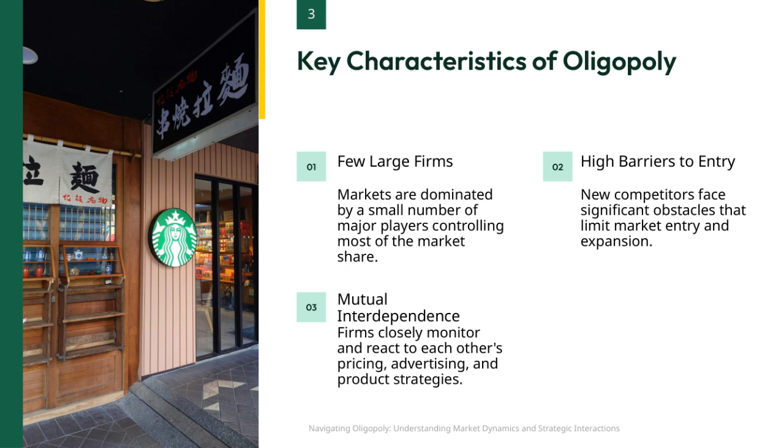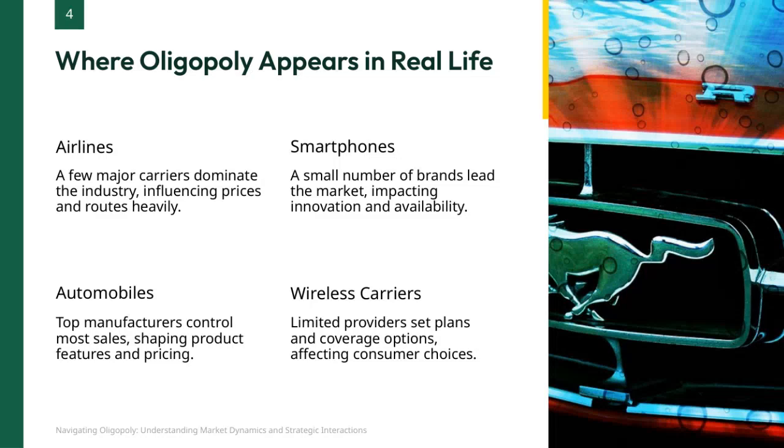Companies closely watch and respond to each other's pricing, advertising, and product decisions. This dynamic means that any move by one firm can trigger reactions from the others, influencing the market as a whole. The image here, showing a mix of different businesses, helps illustrate how these firms coexist and compete in shared spaces.